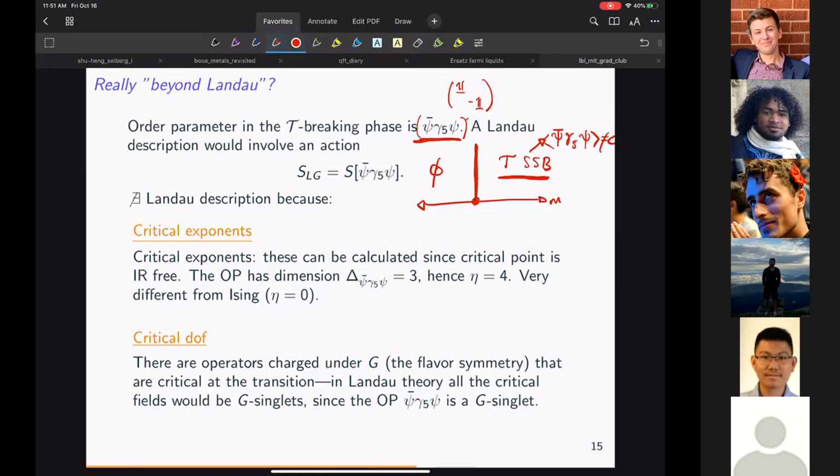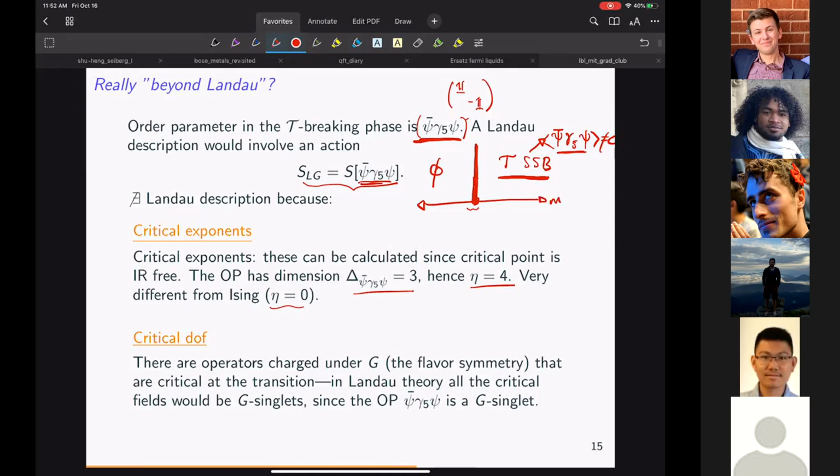But then we can prove that this is incompatible with having some local Landau-Ginzburg action of this form at this critical point, and there are a few reasons. One reason is that you can calculate the critical exponents in the theory at this second order phase transition, and they are very, very different from the Ising critical point. They're actually extremely different, which means that we're not just having some Z2 charged thing getting an expectation value.